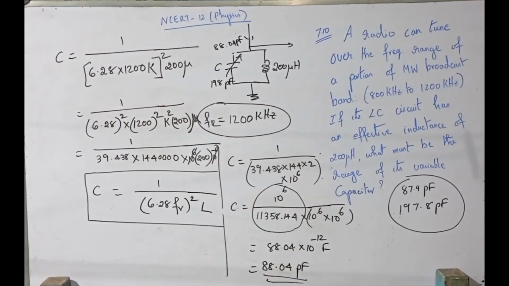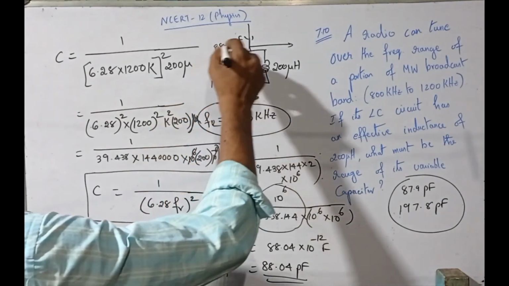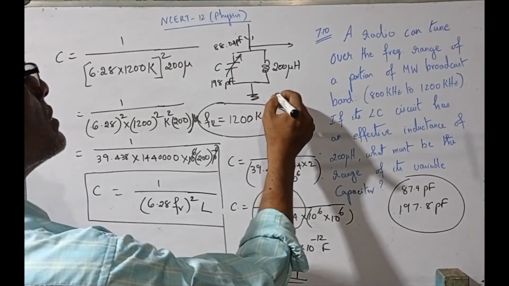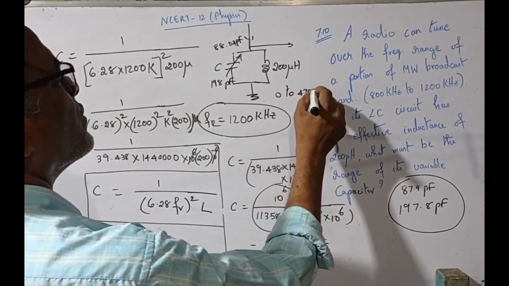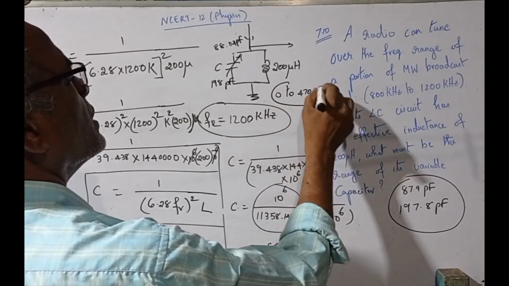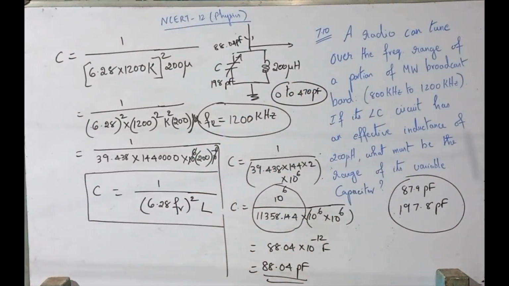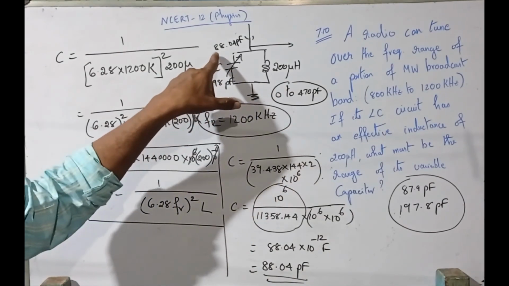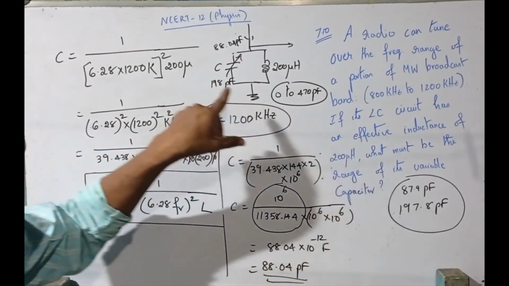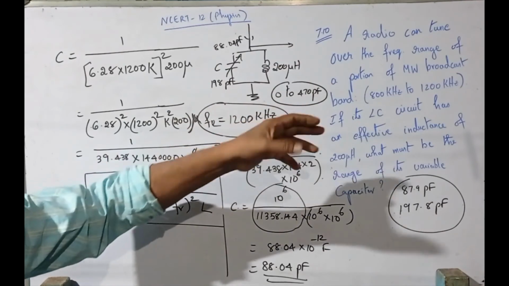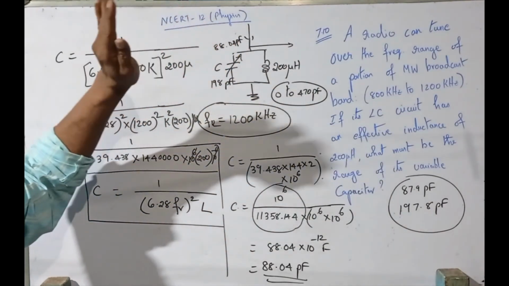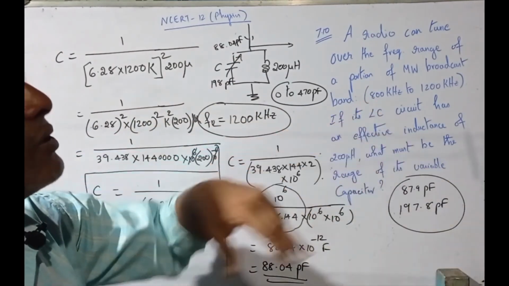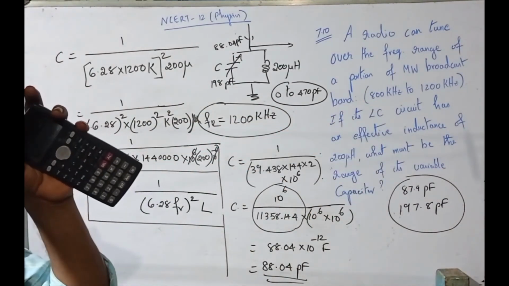usually it will be in the range of 0 to 470 picofarad. So this capacitance is usually available in the market. So this will cover the entire range, that is 88.04 to 198 picofarad and above also, but we require only this. So in this range the circuit will be tuned for 800 kilohertz to 1200 kilohertz.